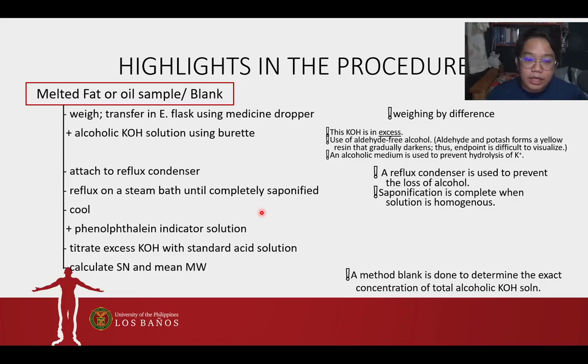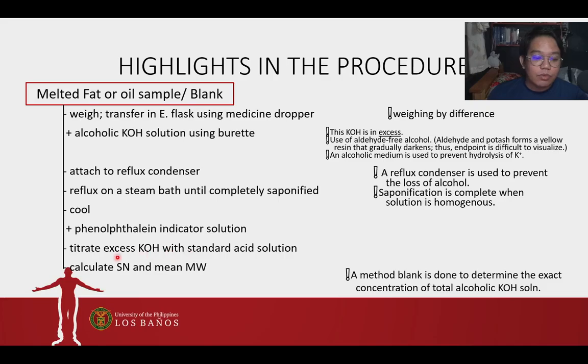And it can be said that our sample is completely saponified if homogeneous na yung ating solution. Okay? Then afterwards, we will cool our solution and we will add phenolphthalein indicator. Then we will proceed with the titration of excess KOH, kasi yung ating reacted KOH are used to saponify your fat and oil. So yung excess natin, since we have added excess KOH at the beginning, so yun yung itatitrate natin using our standard acid solution, yung ating sulfuric acid.